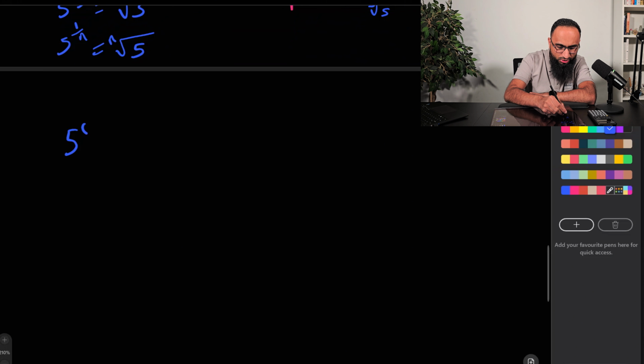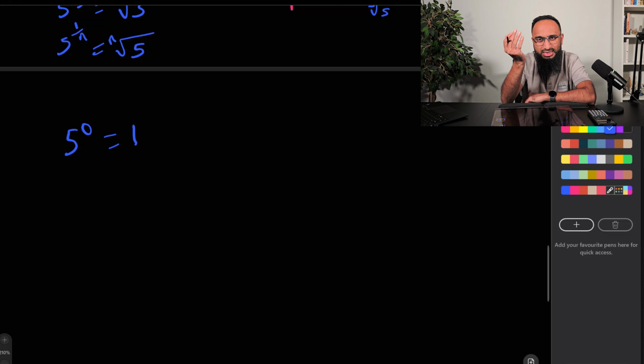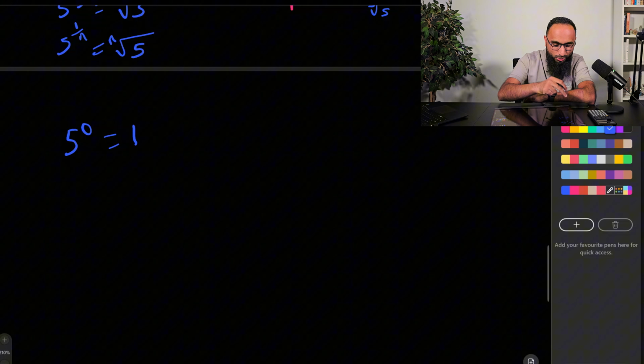And then the only other special rule I guess we should cover is 5 to the power of 0. So anything to the power of 0 always equals 1. Now, why is that the case? Have you ever asked your teachers? So let's just unpack it a bit more.